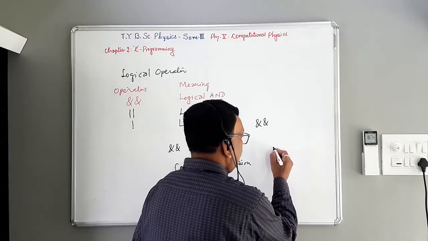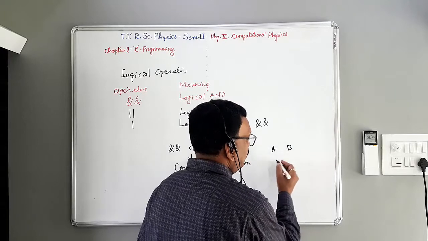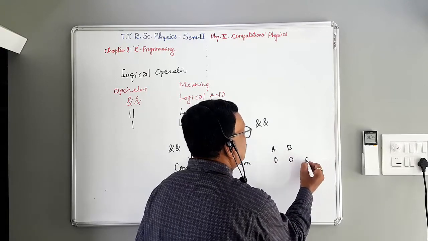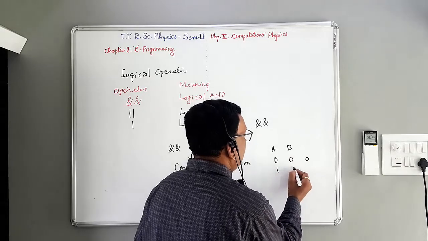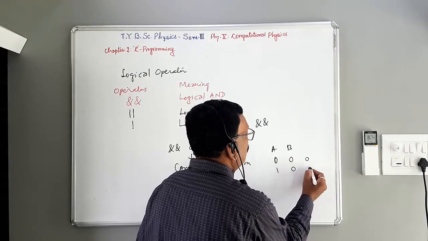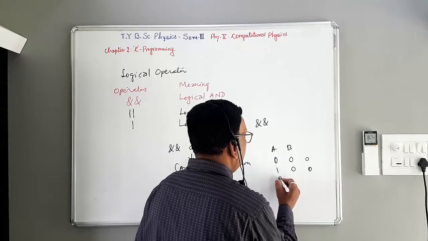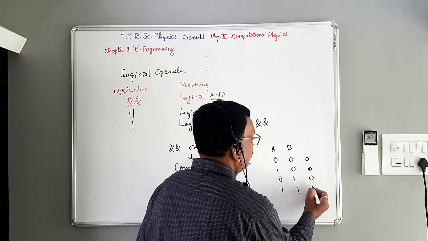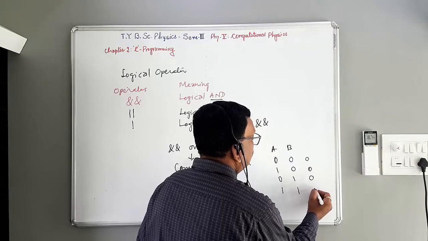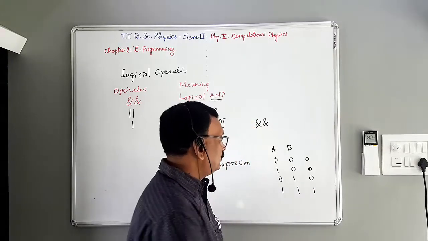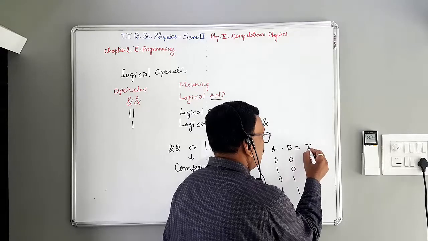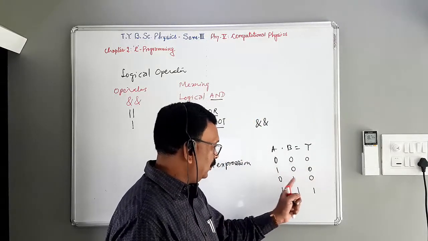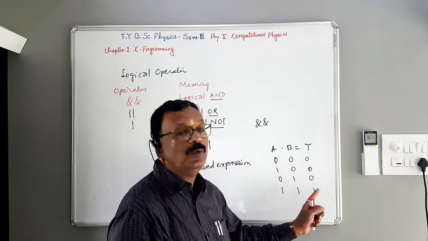That is basic logic gate A and B. If there are two variables, when first variable is 0, second variable 0, then output is 0. First variable is 1, second variable 0, the output is 0. When first variable is 0 and second variable is 1, output is also 0. And when both the variables are 1, then output is 1. Like this, 0 into 0, 0; 1 into 0, 0; 0 into 1, 0; and 1 into 1, 1.